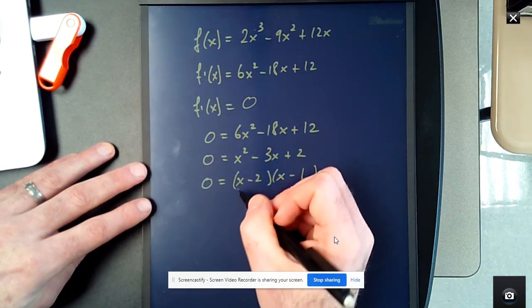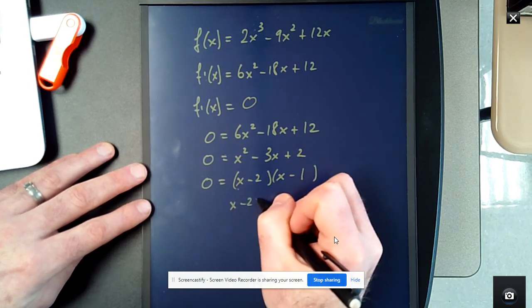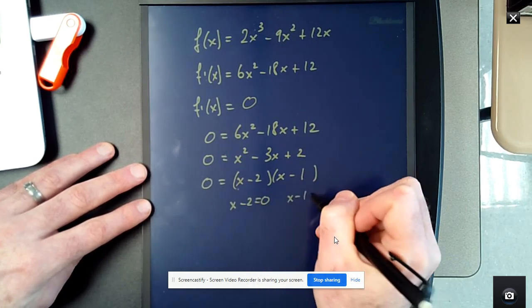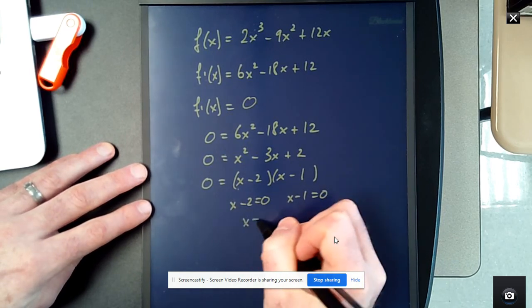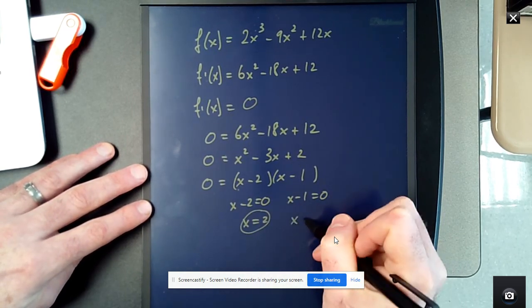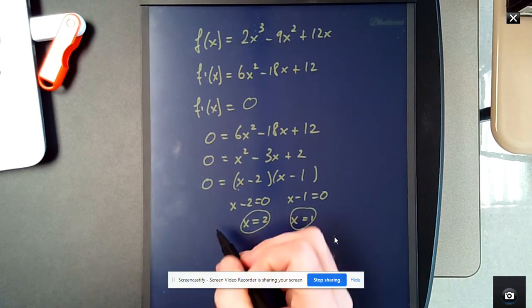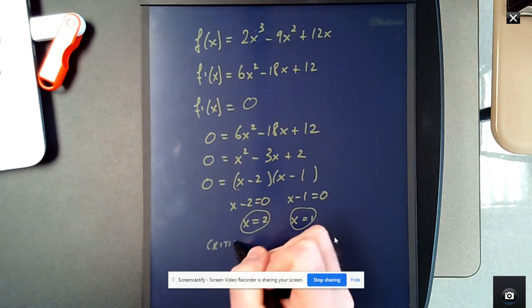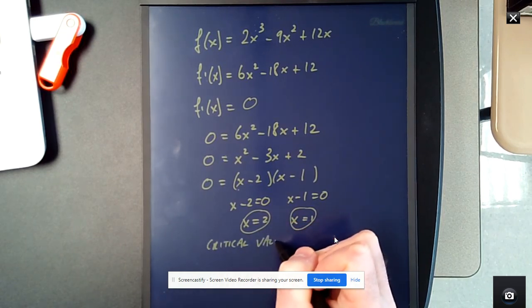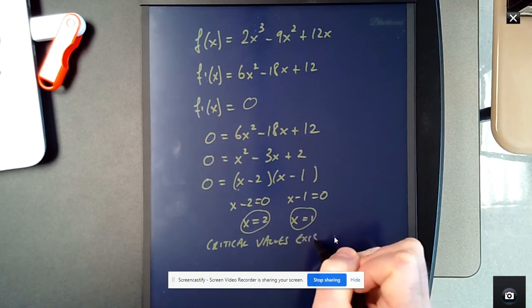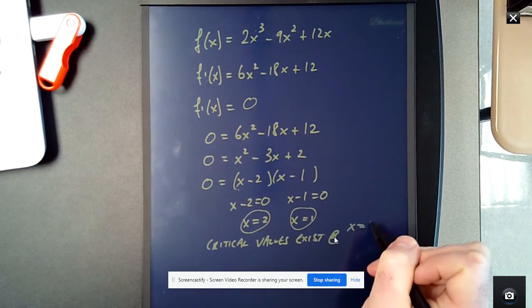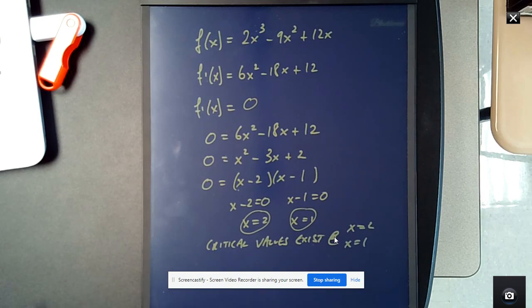So if I set these two factors equal to 0, I get x minus 2 equals 0, x minus 1 equals 0. So therefore, I've got x equals 2, and I've got x equals 1. So those two values of x will make the entire function of the derivative equal 0. So 2 and 1 are my critical points. So critical values or critical points exist at x equals 2 and x equals 1.